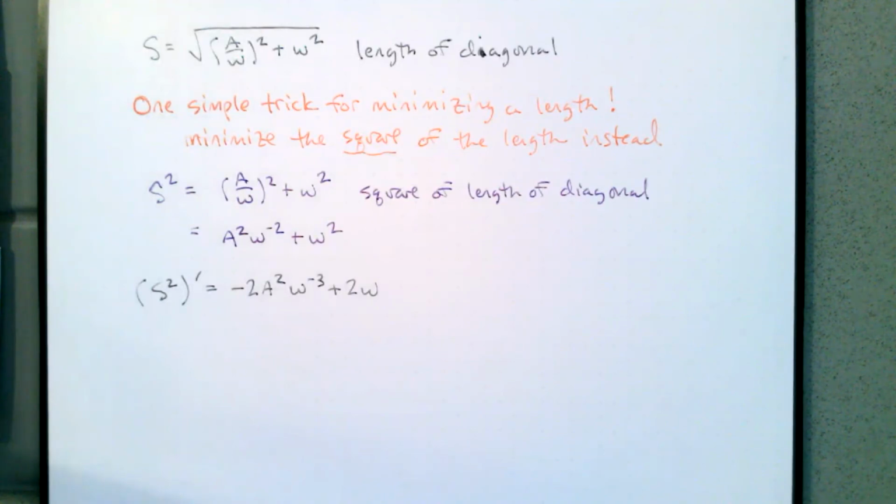So this is the answer? No, this is not the answer. Oh, okay. The answer is W is equal to the square root of A. And so then L is also equal to the square root of A. So squares have the shortest diagonal of rectangles with a fixed area. Any other questions?